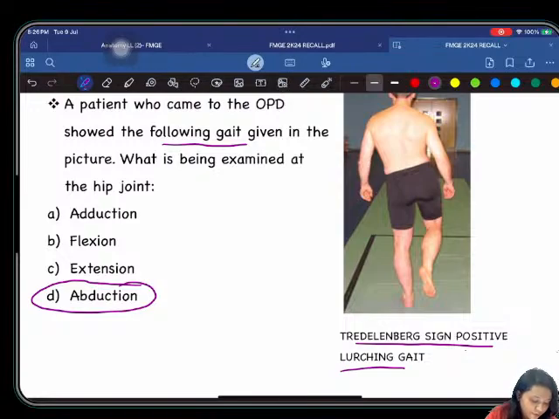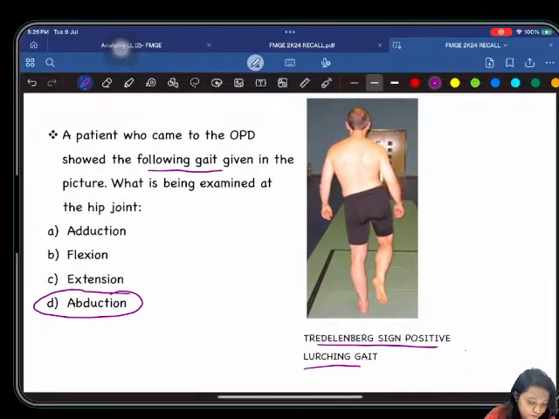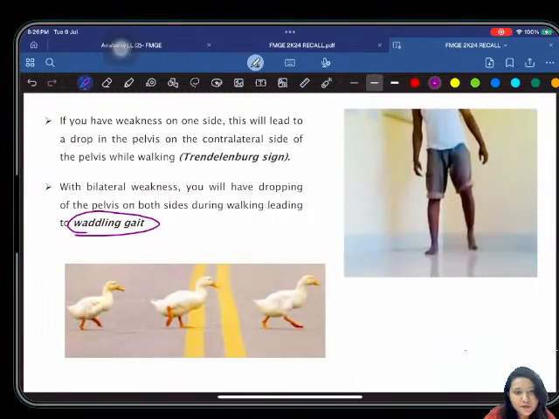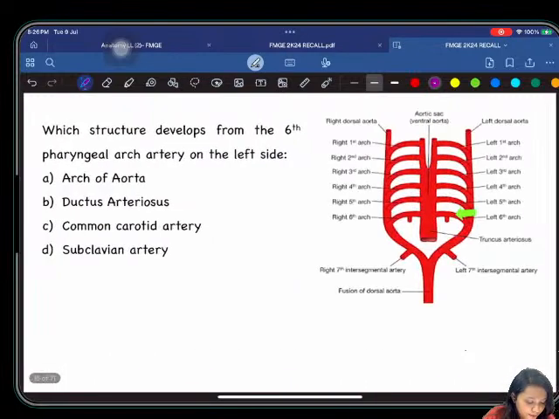Okay, now let us go to the next question. We have seen about Trendelenburg. I have been telling you again and again that this is to come. So next time in December session also you might get a question on Trendelenburg, but in a different form.